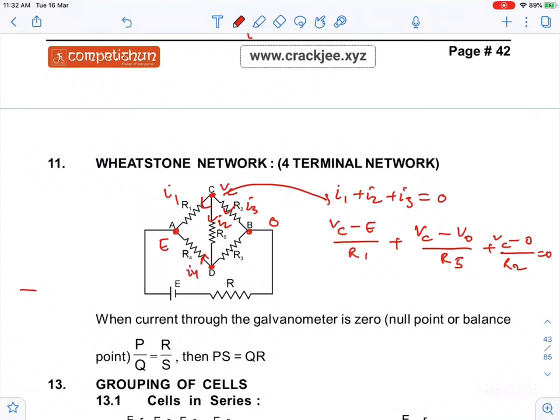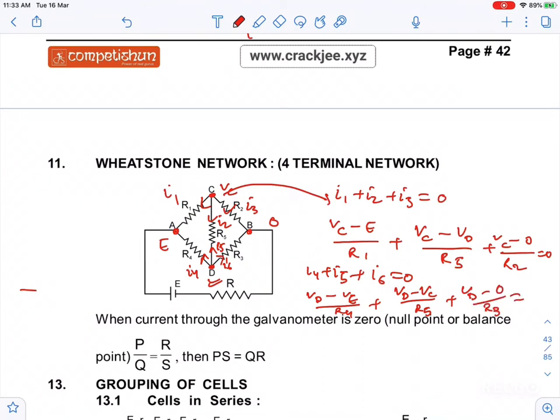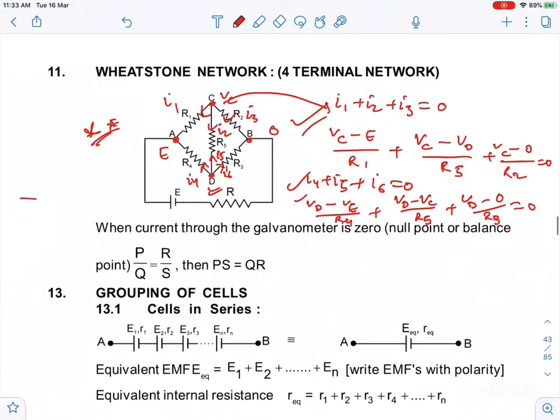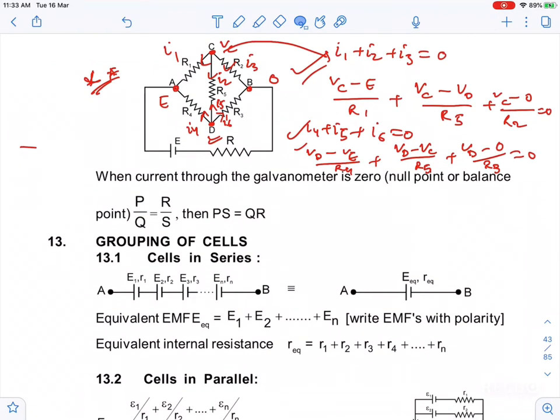Now I take the node VD, with currents I4, I5 and I6. So I4 plus I5 plus I6 is equal to 0. You can write (VD minus VE) by R4 plus (VD minus VC) by R5 plus (VD minus 0) by R3 is equal to 0. So if the Wheatstone bridge is not balanced, choose this method to solve the question. This is a very important concept, but they will not ask it in JEE, they ask simple questions. That is the thing you have to keep in mind.